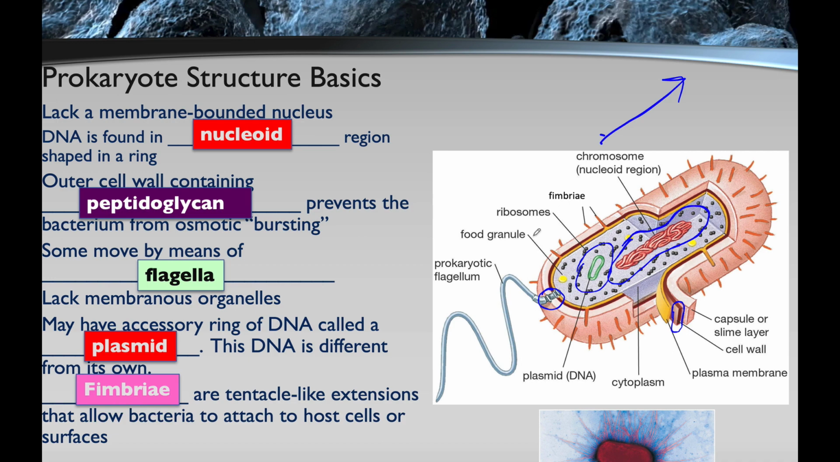We also have something called fimbriae, and these are tiny tentacle-like extensions right here that allow bacteria to attach to host cells and perhaps put a good grip on them while they're either infecting them or perhaps exchanging information with them. There's a lot of possibilities there.